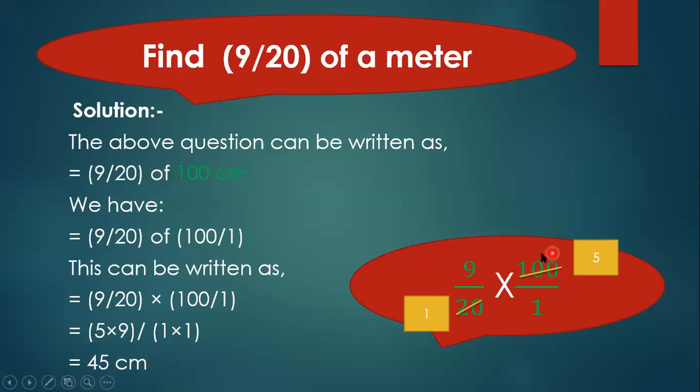What are we left with in the numerator? 9 multiplied by 5, which is 45. 1 multiplied by 1, which is 1. Whenever the denominator is 1, we don't write it. So we would be left with 45 centimeters. Is this clear, children?